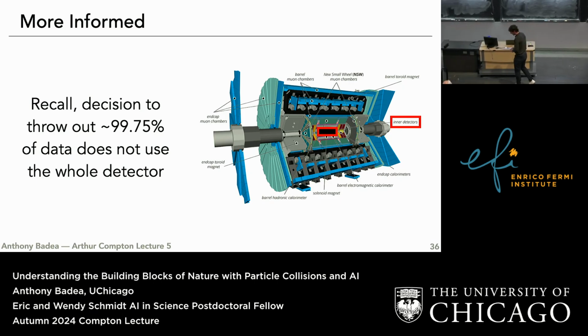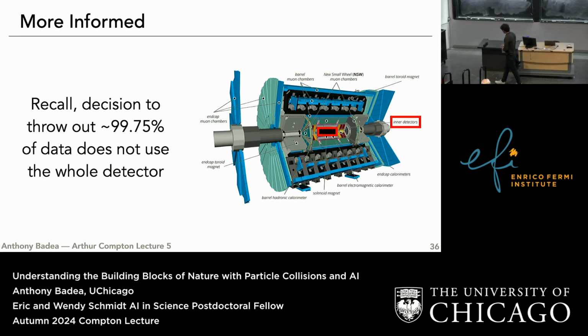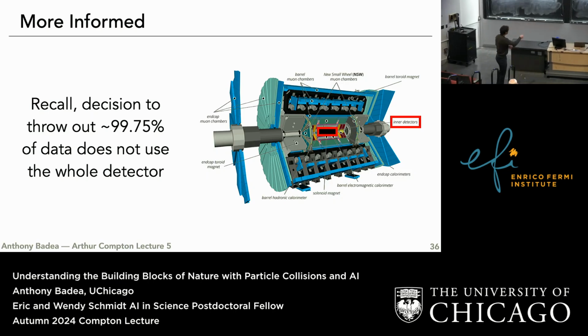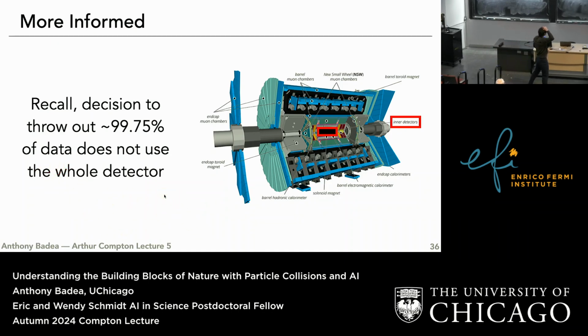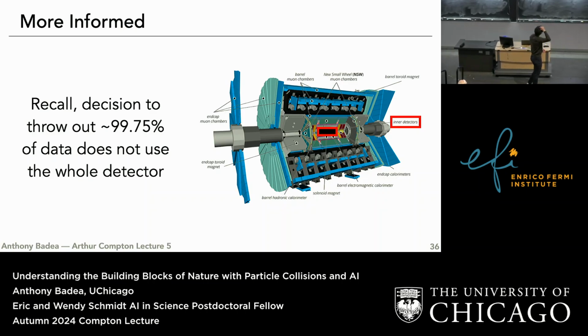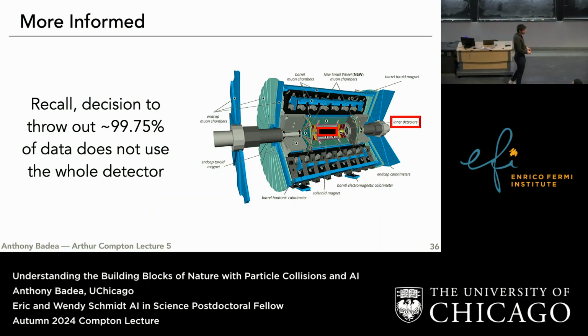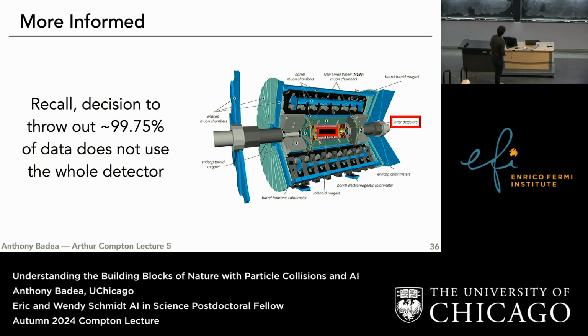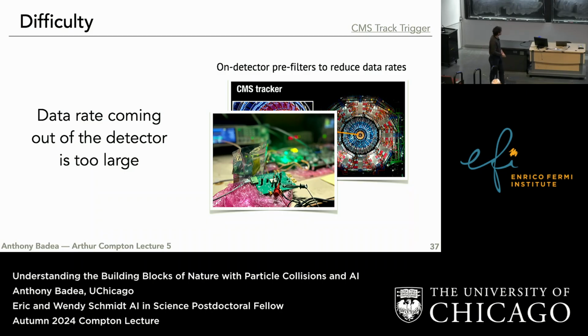And the second thing is to be more informed. So recall that the decision making that we're doing, we said 99.75% of the data doesn't use the whole detector. That, every time I look at it, I find incredible. You throw away so much data and you don't use the most precise pieces of the detector. And so it's this whole black area here. And there are actually new ideas for how we can get at this. So much of these ideas come from doing on-detector filters to reduce the data rate.